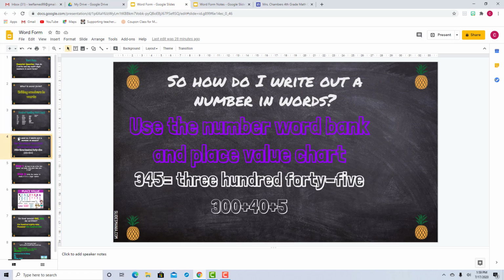So how do I write numbers in words? You're going to use the number word bank and the place value chart that we've seen before. So in the example of 345, I wrote the number in digits with an equal sign, and then I put the number words after it. And you'll notice that there is a hyphen between the 45. Below that, I wrote it in expanded form, and you're going to learn more about expanded form in the next video.